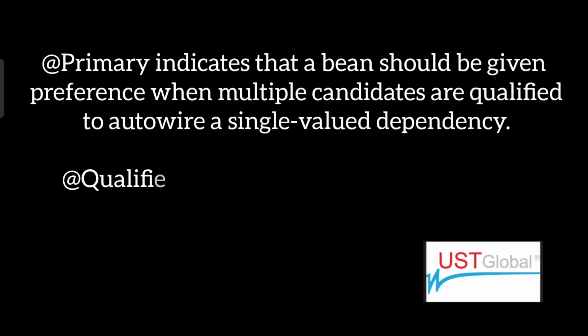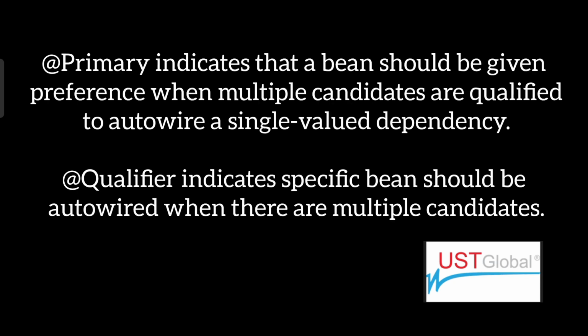@Primary indicates that a bean should be given preference when multiple candidates qualify to auto-wire a single-valued dependency, whereas @Qualifier indicates that a specific bean should be auto-wired when there are multiple candidates.